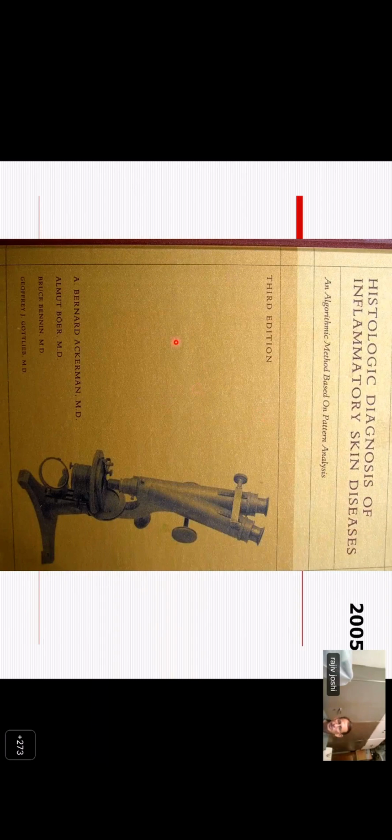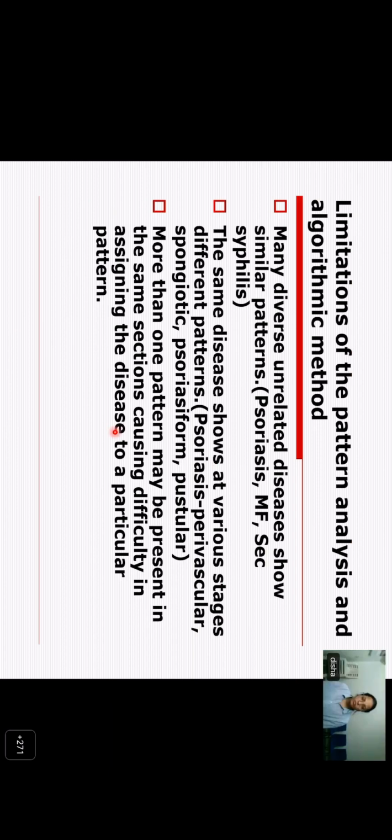In the lichenoid arrangement. This was the third edition, 2005, which was probably a combination, again, more or less the same patterns, slight twisting. It's like your lymphoma classification, they keep changing. Same way he tried to change it, but more or less they remain the same. Now, what are the limitations? Whenever you introduce some method, there will always be limitations. So it's important to understand it.